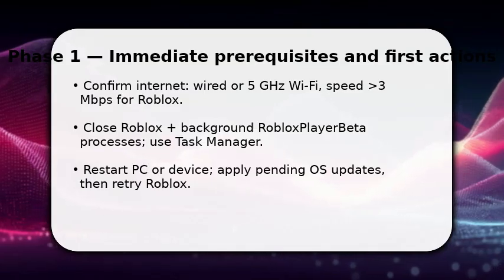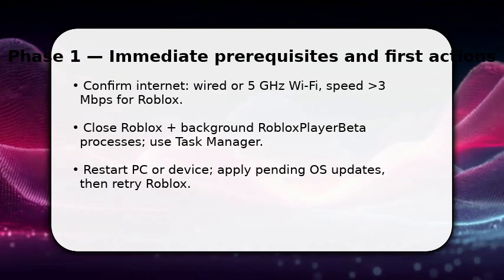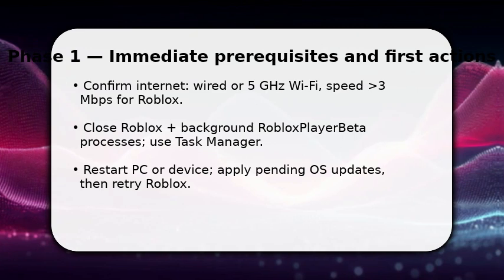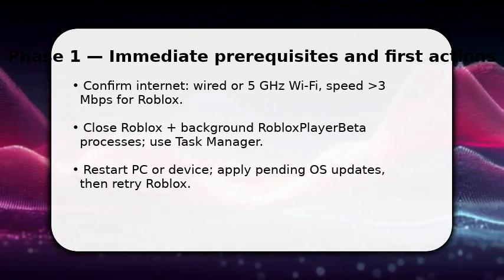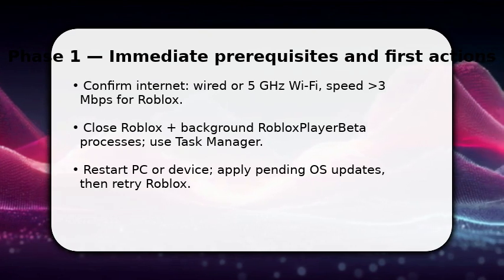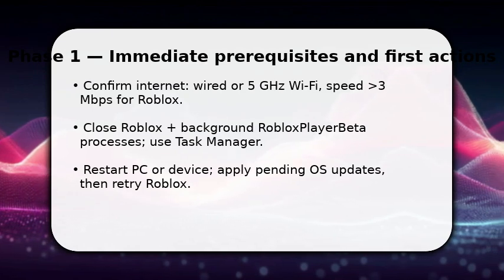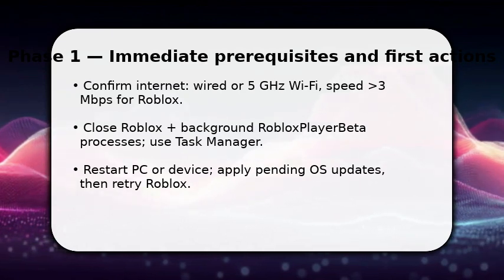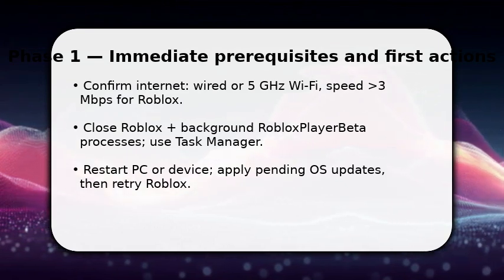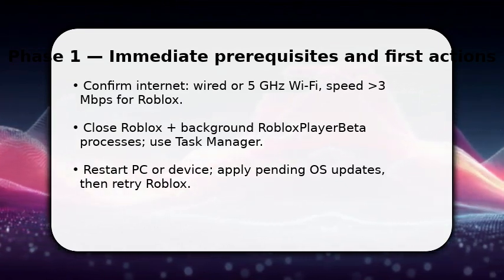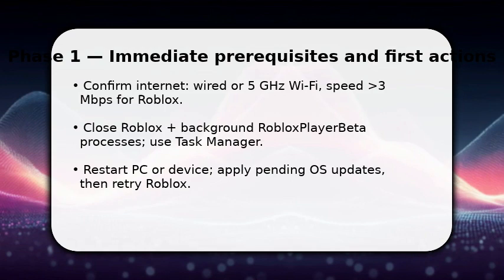You begin by verifying essentials, network and a clean process state. First, make sure you are on wired or stable 5 GHz Wi-Fi. Roblox needs a steady connection. Then, close the Roblox app and kill any Roblox player beta or browser processes in Task Manager so cached sessions don't interfere. Once done, restart your device to clear temporary issues and apply pending system updates. This often resolves permission and driver conflicts. After reboot, open Roblox and test a basic game to confirm progress.